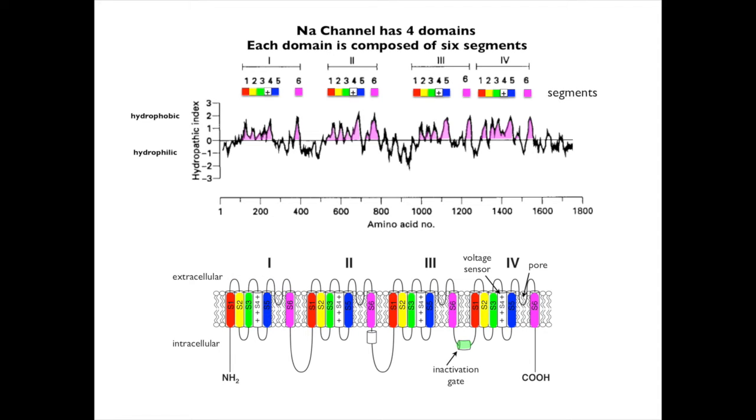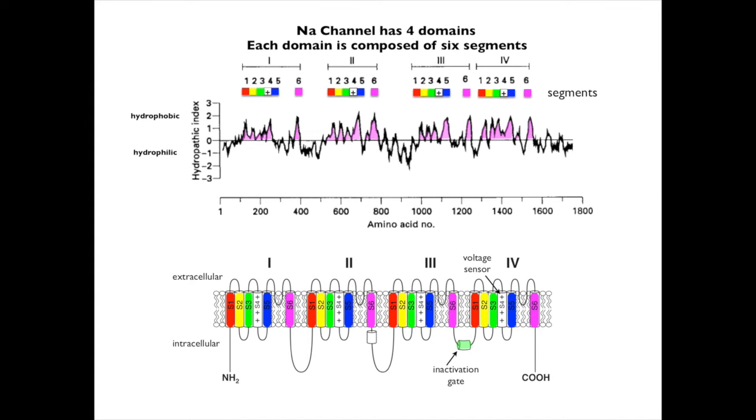Each segment in a domain is linked to its neighboring segment by an intra- or extracellular linker of hydrophilic amino acids. In addition, each of the 4 domains is separated from its neighbor domain by a short intracellular hydrophilic segment. Notice that the hydrophilic stretches of amino acids are not embedded in the membrane, but rather are in the extra- or intracellular fluids and link the transmembrane sections.